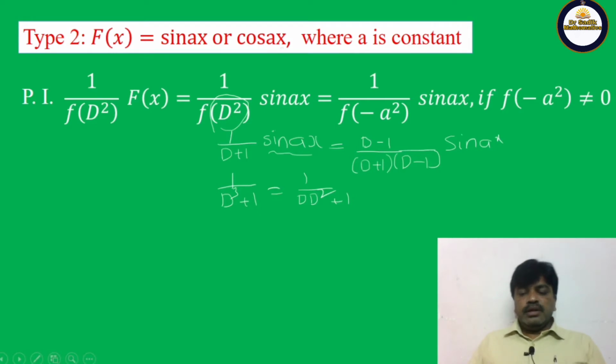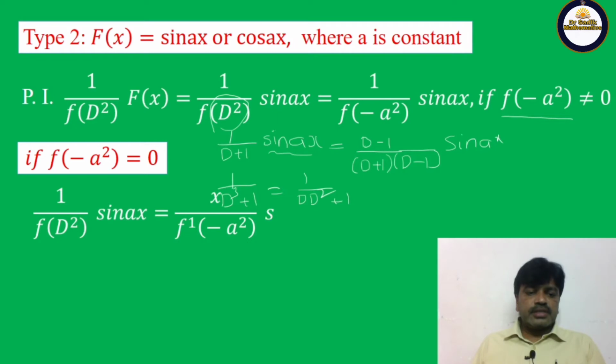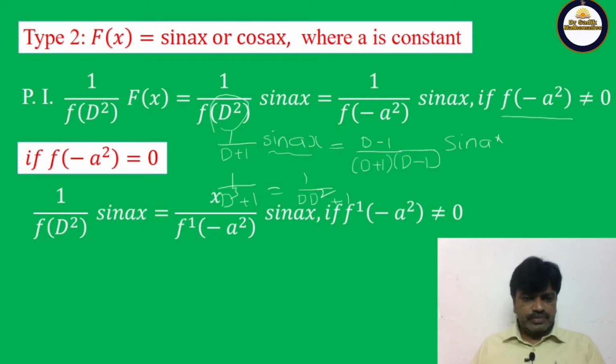Right. Now here it is provided that f(−a²) is not equal to 0. If f(−a²) is equal to 0, friends, then 1/f(D²) sin ax equals: simply write x, differentiate the denominator with respect to D and replace D² by −a², that is x/f′(−a²) sin ax, provided f′(−a²) is not equal to 0.